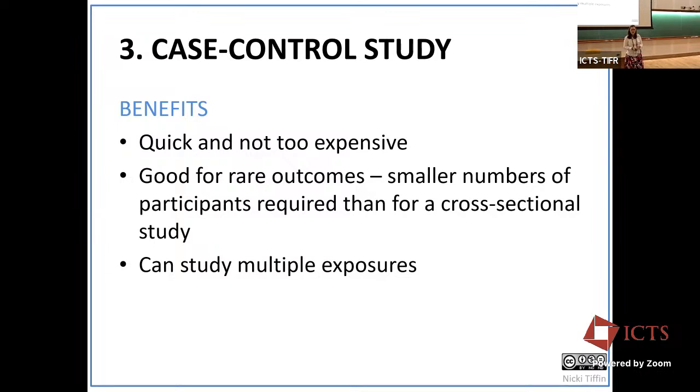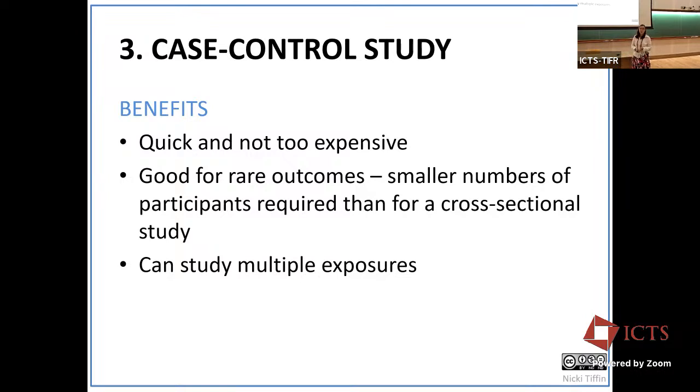So case control studies have some benefits. They're relatively quick and not too expensive. You're not going out there and looking for thousands and thousands of participants to get a big enough cross-sectional study. And they're very good for rare outcomes. If you're looking for a rare outcome in a cross-sectional study design, you'd have to get a massive population group to get enough of your rare outcome represented. So for rare outcomes, a case control study makes a lot more sense to be able to get enough cases.